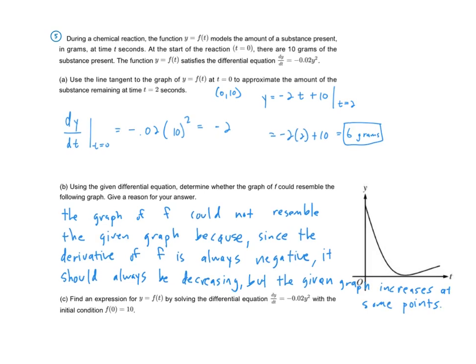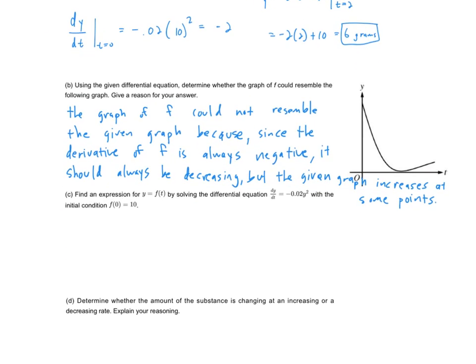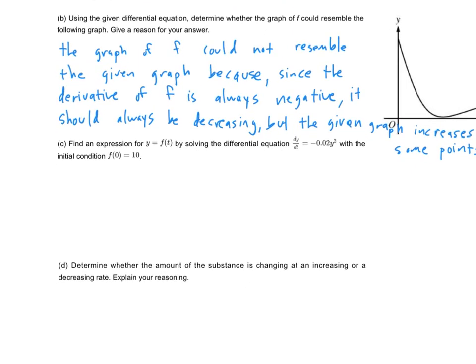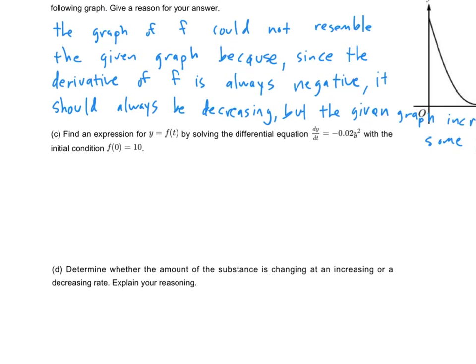Okay. Next one. Find an expression for y by solving that differential equation with that initial condition. Okay, so now we've got to separate variables. This constant you can either bring over here or you can leave it over to the right. I'm going to leave it over to the right. So I'm going to divide by y squared, leave that constant to the right and then multiply by dt. And then this is what we'll integrate.